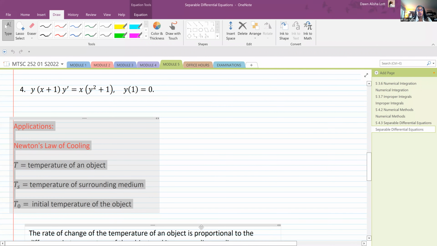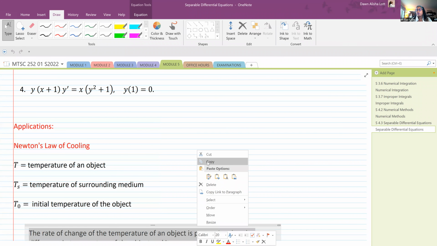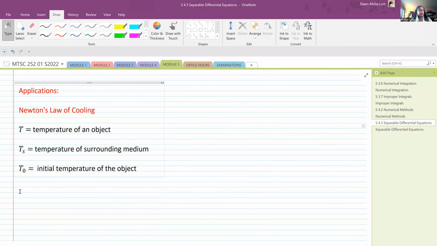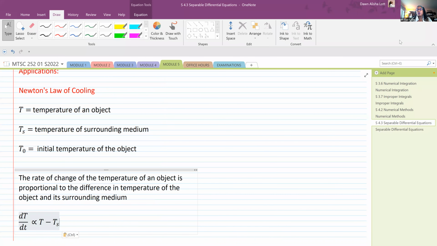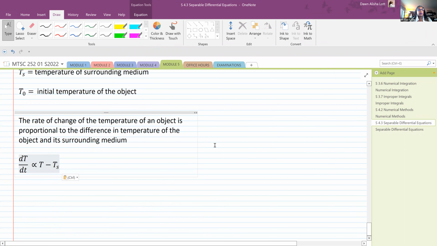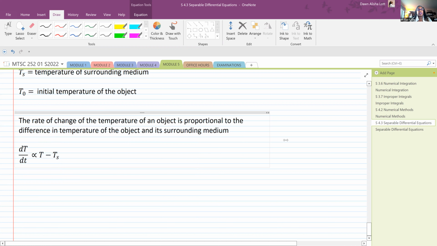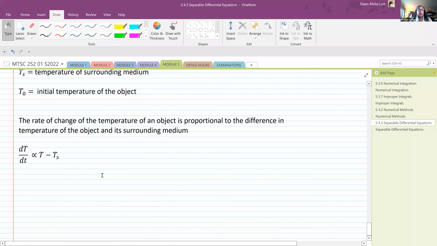Okay, so what does Newton's law of cooling say? All righty, so Newton's law of cooling says the rate of change of the temperature of an object is proportional to the difference in the temperature of the object and its surrounding medium. Okay, so of course we all know, maybe we don't, that heat always flows from which direction? Hot to cold or cold to hot?